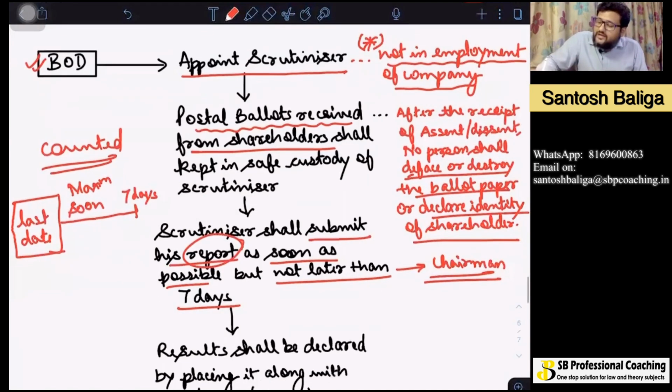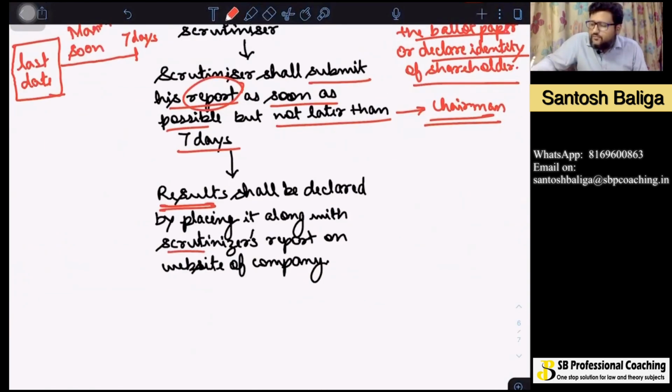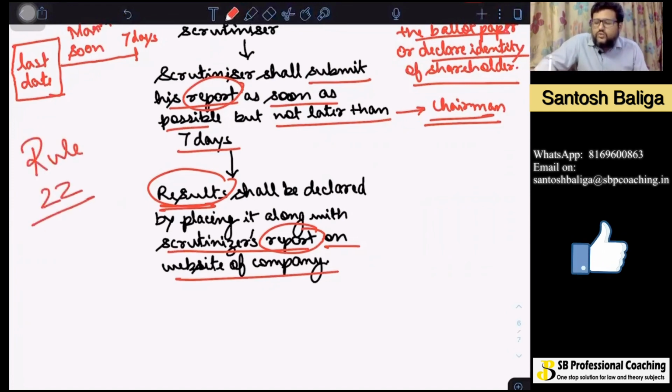Then the chairman will declare the results, with the scrutinizer's report, on the website of the company. So results plus the report will be placed on the website of the company. This is the basic process which has been covered under Rule 22. I hope this whole process is also clear to you. Since we had already done the e-voting process, this must have been much easier to understand. That is my hope.